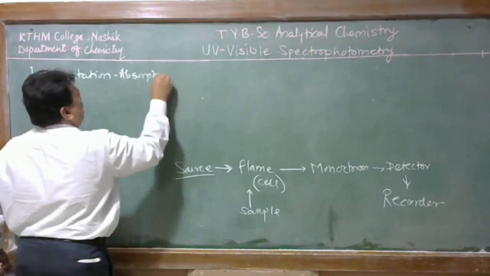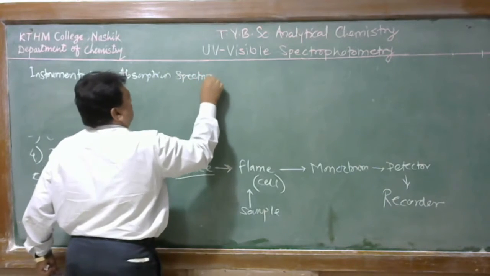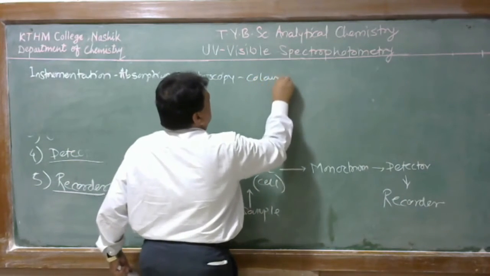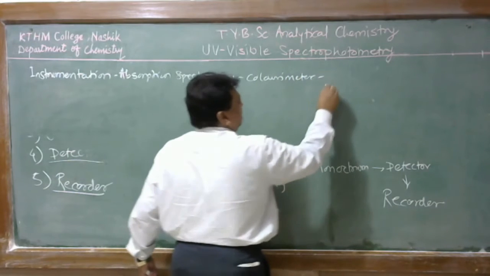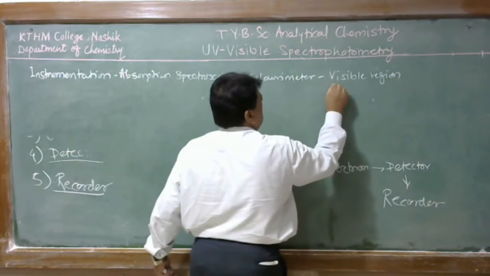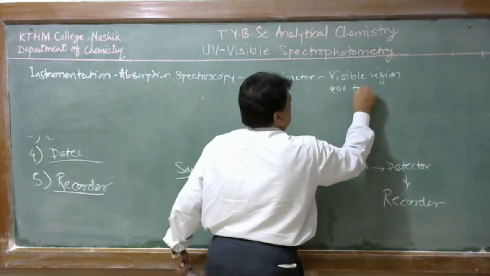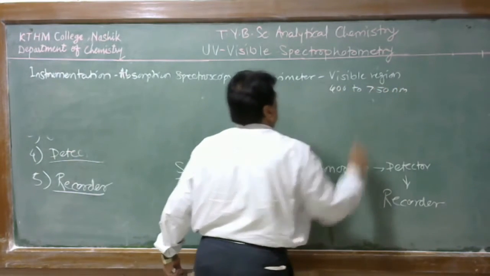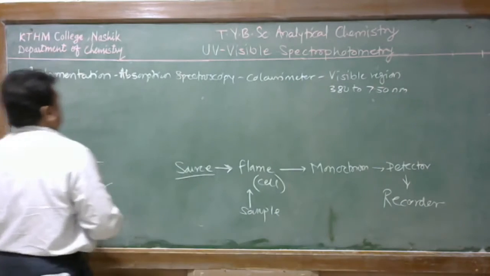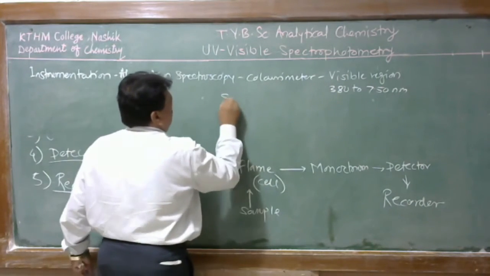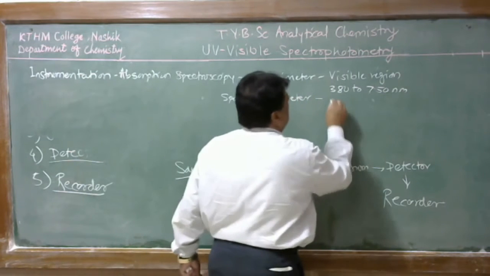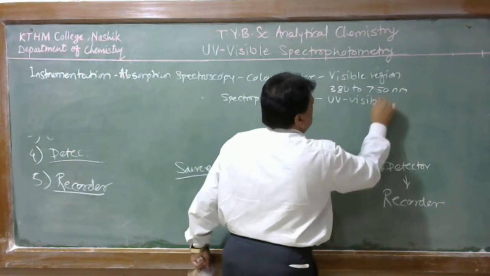Therefore, the instruments for absorption spectroscopy, or spectrophotometry, are the colorimeter, when the measurement is carried out in the visible region, particularly from 400 to 750 nanometer, or sometimes 380 to 750 nanometer, and another instrument called a spectrophotometer, where the wavelength of analysis is ultraviolet and visible.